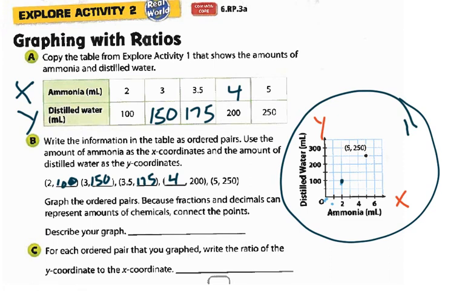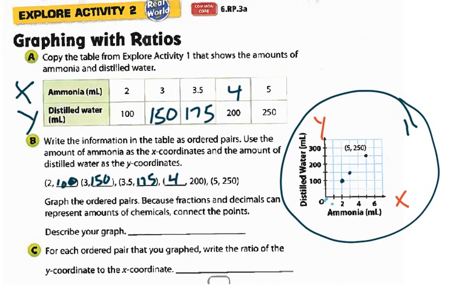I would normally label that (2, 100), but it's hard with this electronic pencil. It kind of gets messy, so I'm going to erase it. But I would like you to label yours in class. So there's that. Then I'm going to come over 3 to the right. That's my next ordered pair, and up to the 150 mark.